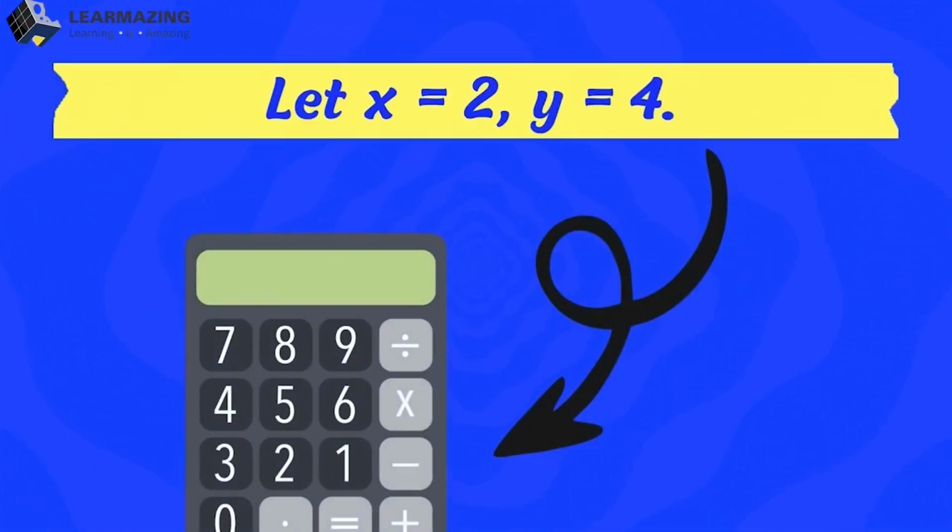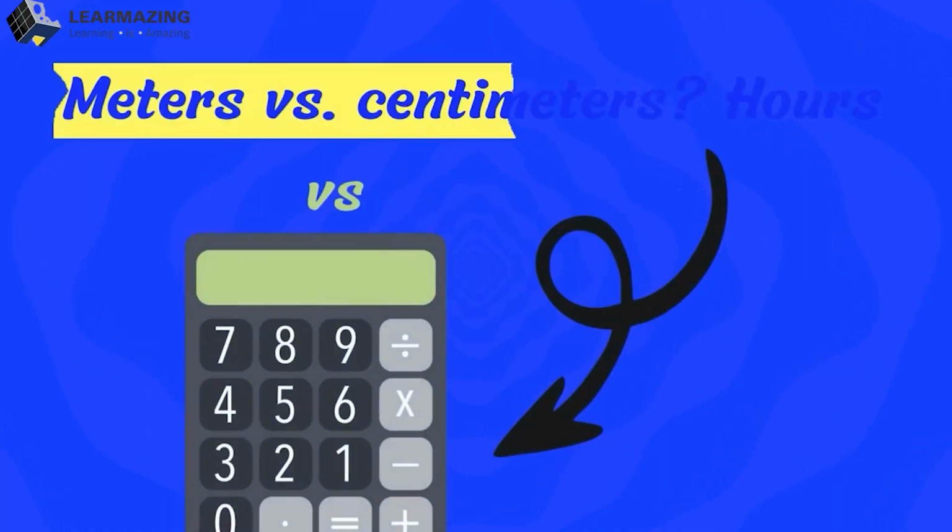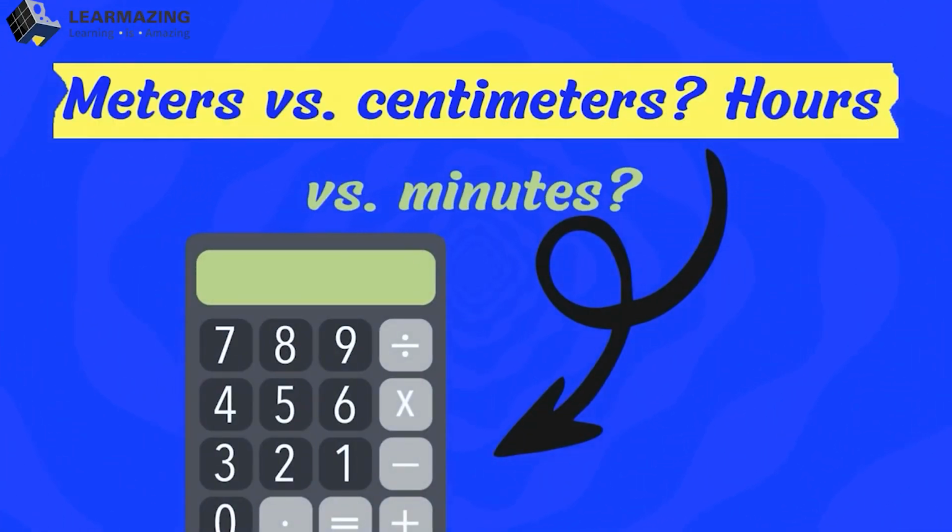Plug in your own numbers. If you hate variables, then you can replace them. Let x be 2, y be 4, and it turns abstract algebra into basic arithmetic. Focus on units. Meters versus centimeters, hours versus minutes. They're traps in unit conversions. Make sure to check units twice.